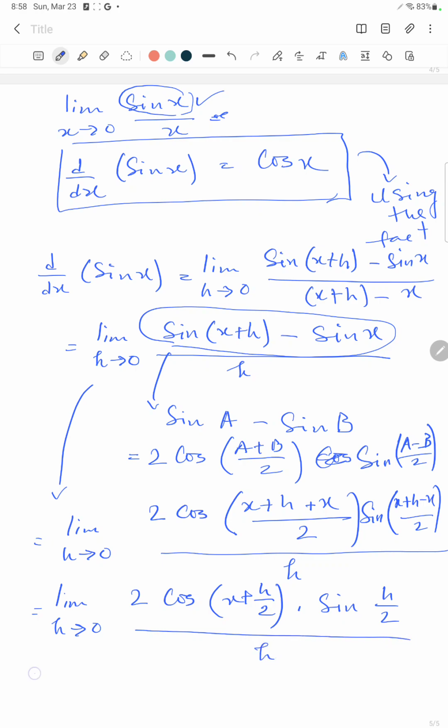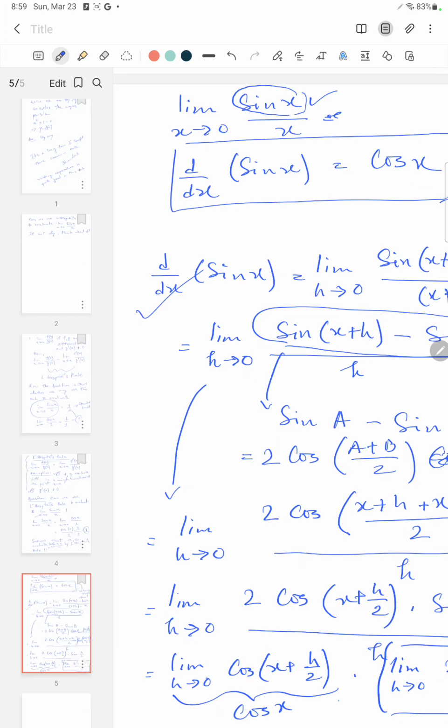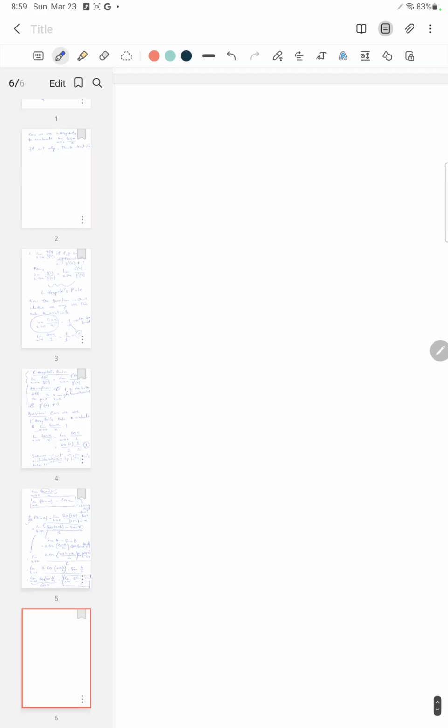Now see that we can write this further as limit h goes to 0 of cos(x + h/2) into limit h goes to 0 of sin(h/2) by h. So this part is clearly cos x. So we are left with only this part and we have to see what this part is. Remember, we are just trying to get the derivative of sine x.